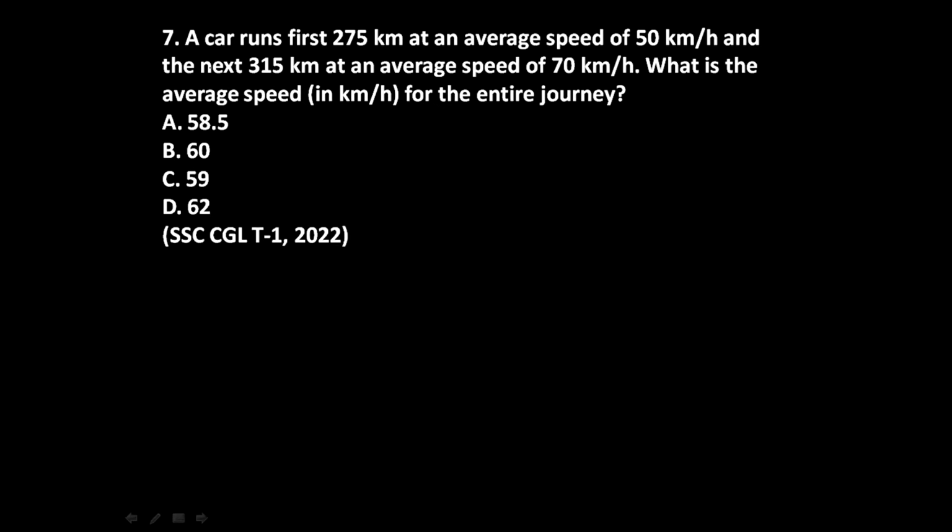Next says a car runs first 275 km at an average speed of 50 km per hour and the next 315 km at an average speed of 70 km per hour. What's the average speed of the entire journey? So what does average speed mean? Average speed is equal to total distance upon total time.